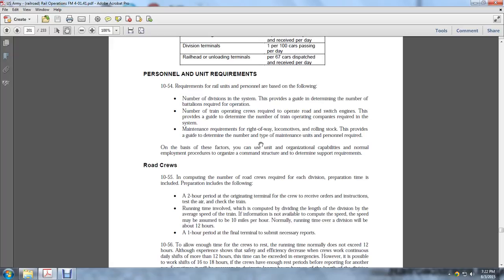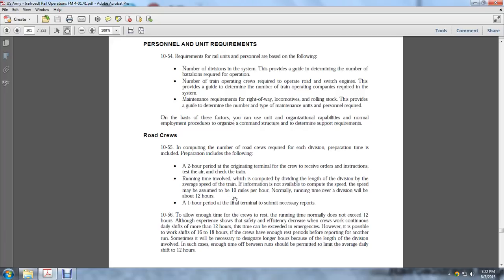Road crews, 1059. Compute the number of road crews required for each division, including the following: preparation time, 2 hours at the originating terminal for the crew to receive orders and instructions, test the air, and check the train. Running time is computed by dividing the length of the division by the average speed. If speed information is not available, the speed may be assumed at 10 miles per hour. Normally, running time over the division will be about 12 hours. Then 1 hour at the final terminal to submit the necessary reports.